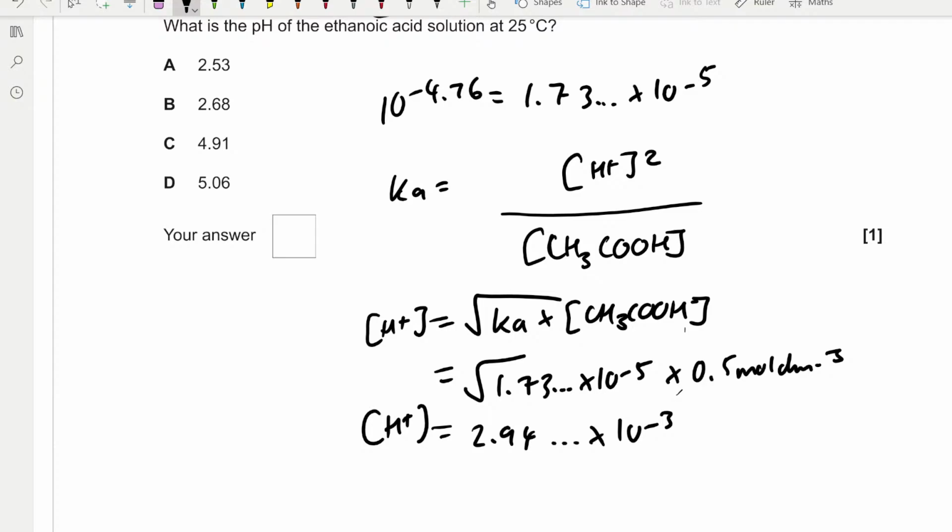And then to find the pH, we do the negative log of the concentration of H plus, which is 2.53, which is answer A.